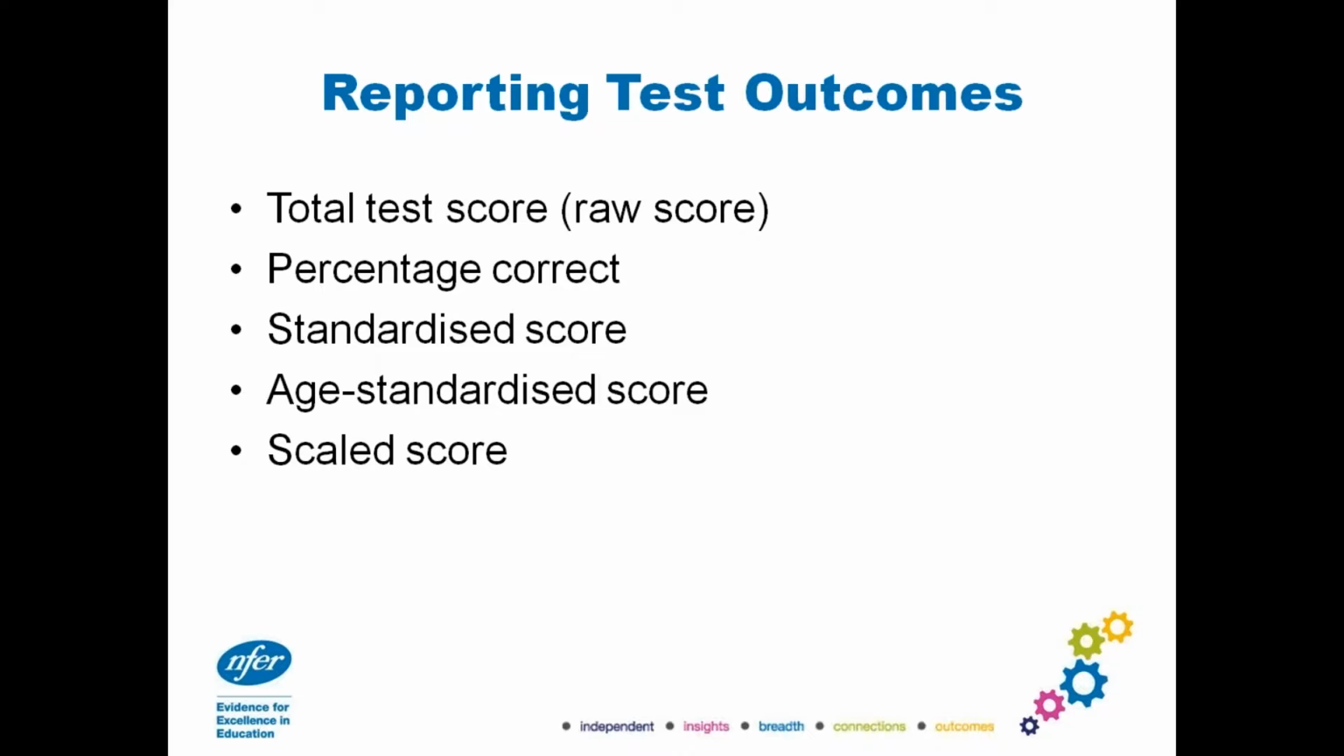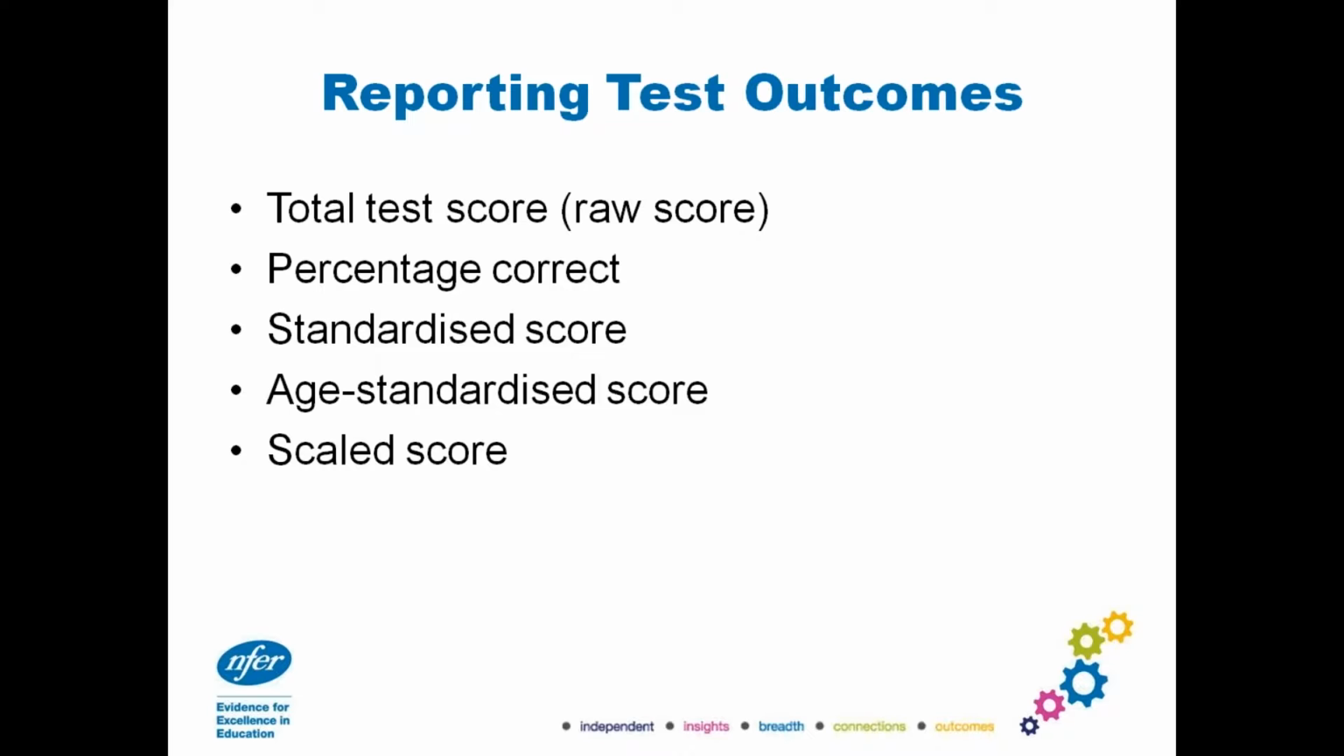So as a result of these issues, some assessments use alternative metrics for reporting test outcomes. Some of the common ones are standardised scores, age-standardised scores, and scaled scores. And these overcome some of the issues with raw scores and percentage correct. So in this presentation, we'll briefly consider these different approaches, the advantages of using them, and the similarities and the differences between scaled scores and standardised scores.